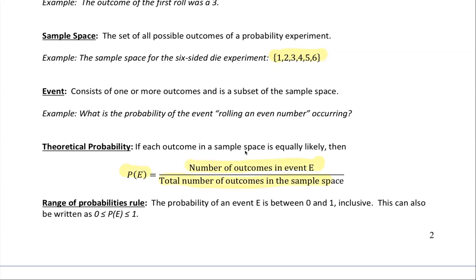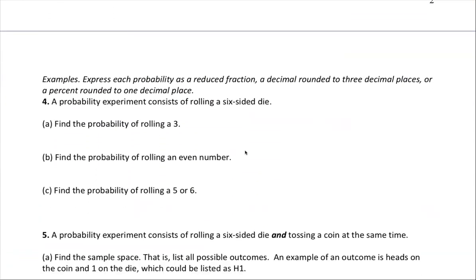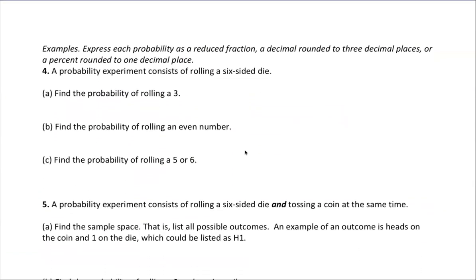Okay, and so probabilities can be written in three ways. You can do a fraction, or convert that to a decimal, or convert that to a percent. So any of those are fine. When you do these problems, you can give fraction, decimals, or percents. So you'll do a little example. They're pretty simple questions, just to get used to answering questions about probability.